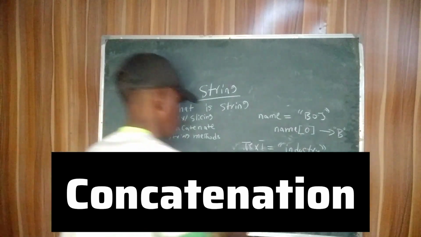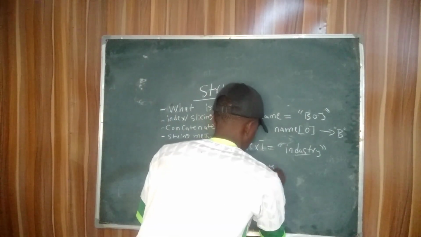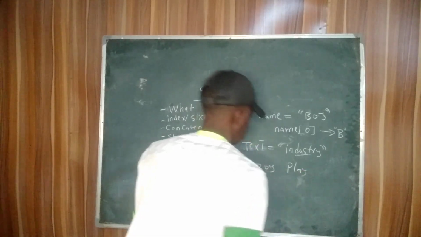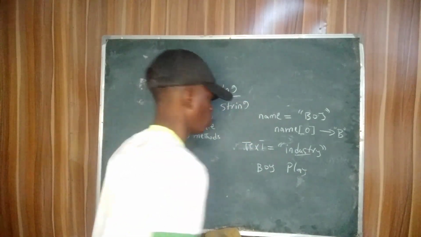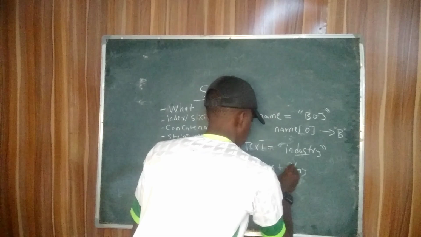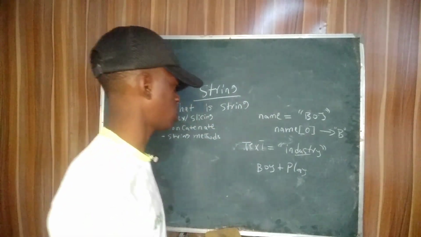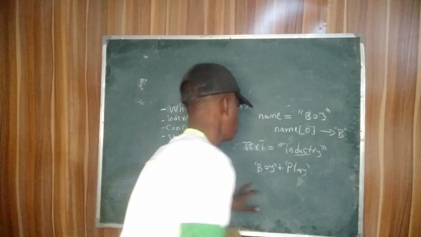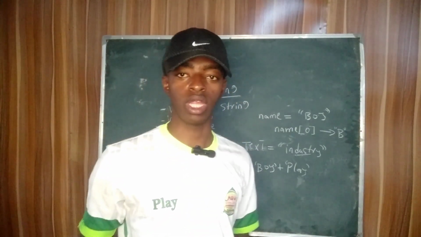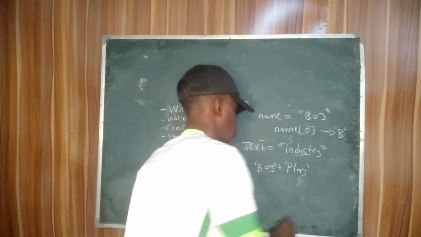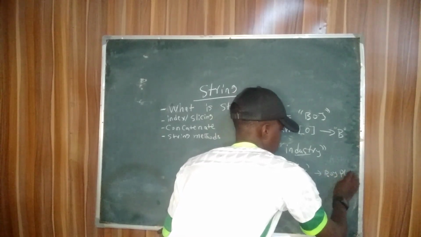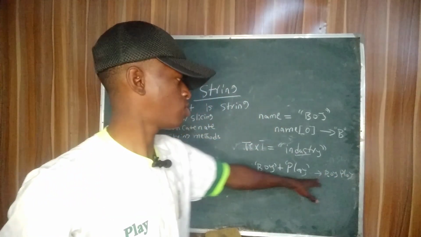So let's say I have boy, then I have play. So how can I combine these 2 words together? I'm just going to put a plus sign, and that's all. This is what we call concatenate. So assuming they are all strings, by doing this, I'm going to combine them together. At the end, I'm going to have a result of boy play. And then I'm going to have this boy play. This is what we call concatenate.